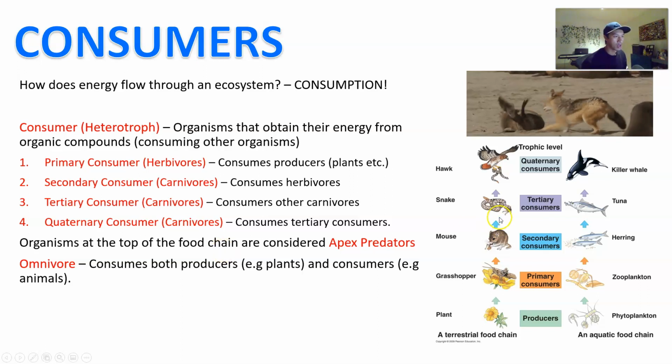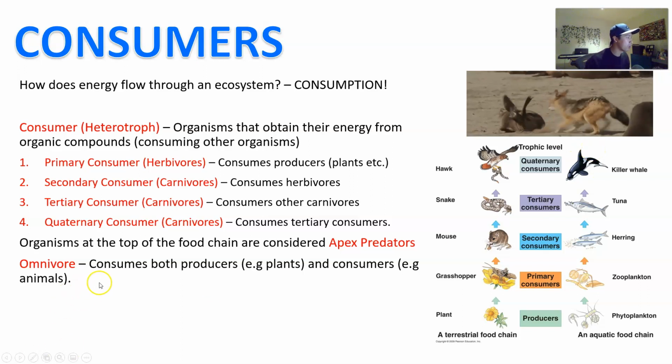Now, here is a terrestrial food chain where you have kind of the plant, which leads to the insect, to the mouse, to the snake, and then the hawk, right? And the hawk being probably the apex predator in this case. And then here's an aquatic one, right? Where you have phytoplankton that photosynthesize in the water. Then you have tiny little zooplankton, which are kind of like little microorganisms that eat the phytoplankton. And then you have fish that will eat zooplankton, and then maybe bigger fish, and then you have killer whales, right? And then the killer whale will most likely be the apex predator then.